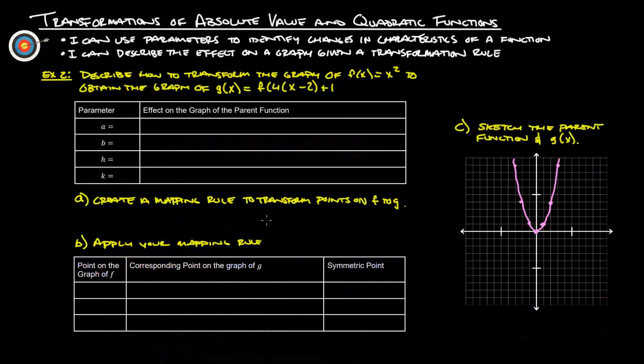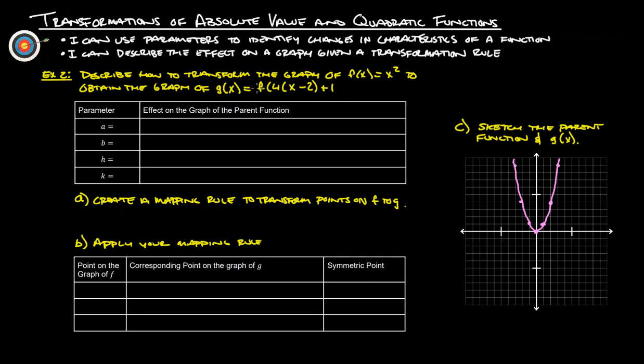Okay, now we're going to do example 2: describe how to transform the graph of f of x equals x squared to obtain the graph of this here. This one we're going to go through a little bit quicker because it's the same exact idea as what we just did. This is the f of x equals x squared graph right here in pink, and then we're just going to transform it. So to come up with the A, B, H, and K.